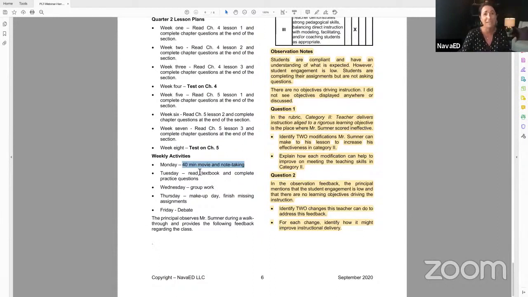40 minutes of movie and note taking. Ugh. Read the textbook and complete practice questions. No. Group work. Okay. But group work, remember what I said about group work. And then makeup day. No. Debate, I like it. Debate is more interactive, but there are all kinds of red flags going on here for me as an instructional leader and as a principal. Just so you know.